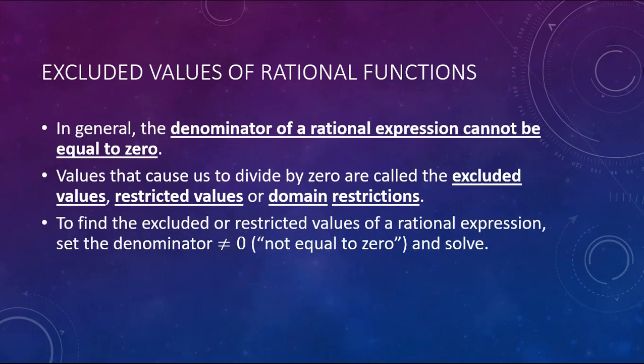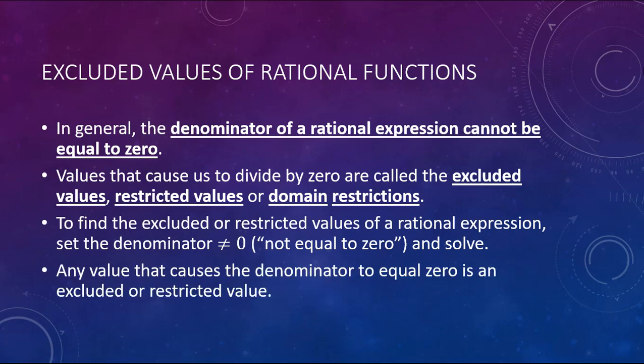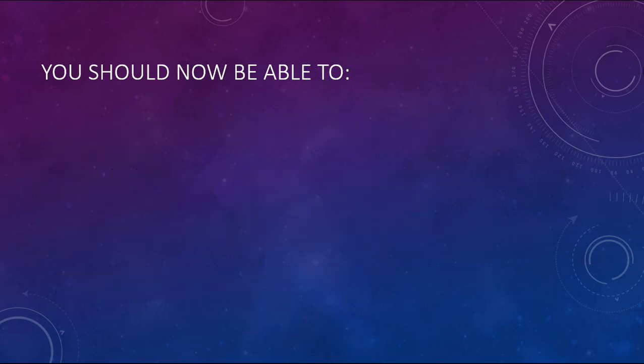Okay, to find the excluded or restricted values of a rational expression, again, we set the denominator not equal to 0, because we're saying, hey, this isn't what we want it to be. This is what it can never be. We can never let it be 0. And then we just solve. And that's how we find our excluded or restricted values. Any value that causes the denominator to equal 0 is an excluded or a restricted value.